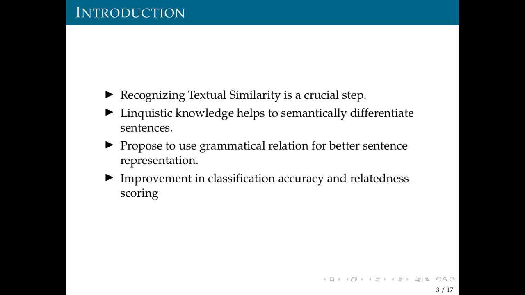Recognizing textual similarity is a crucial step in many NLP applications, including question answering, paraphrase identification, information retrieval, machine translation evaluation, just to name a few. And linguistic knowledge is very essential in identifying many subtle relationships, which we will see shortly. In this work, we propose to use grammatical relations between words to learn better sentence representations. We got improvement in classification accuracy as well as correlation in relatedness scoring on benchmark datasets.